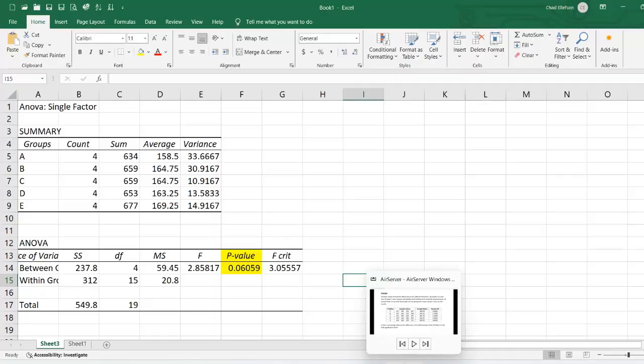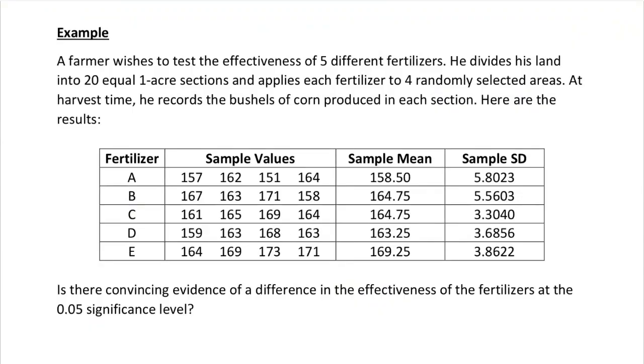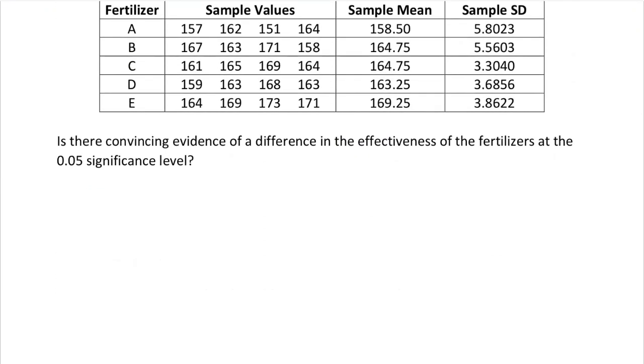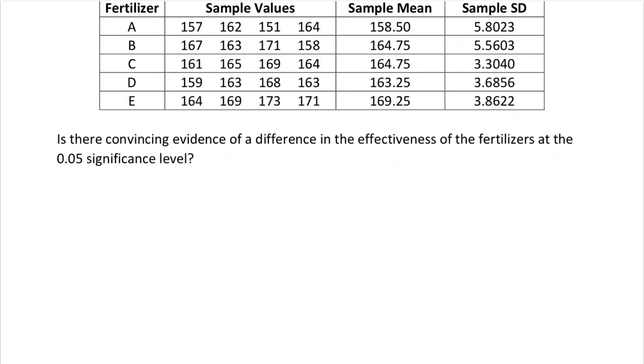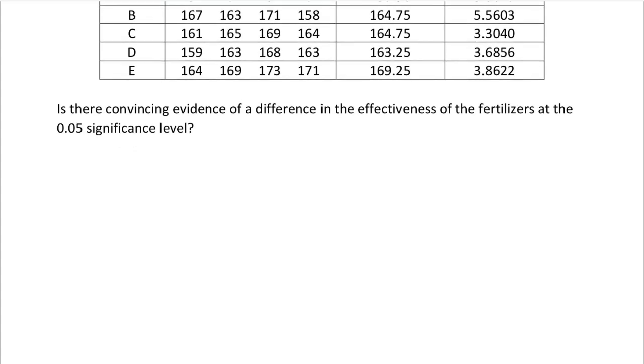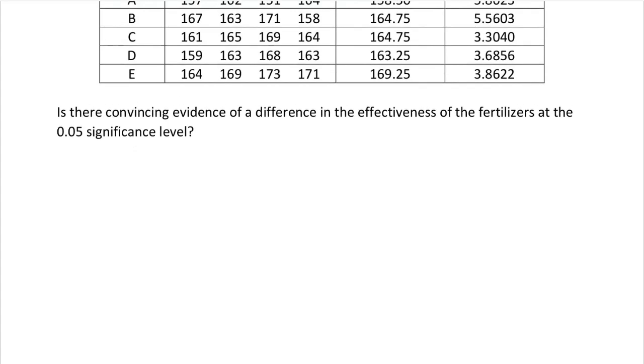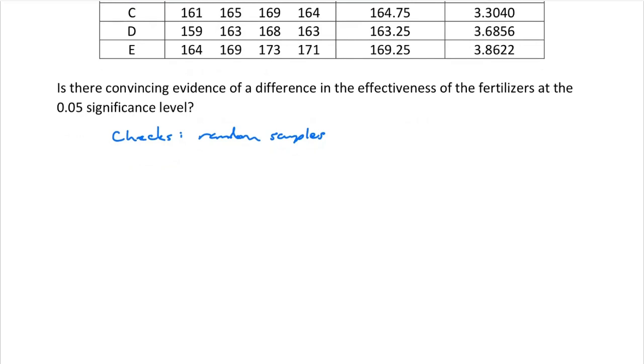All right, so let's head back to our notes here. So now we actually know what the results are and how to do the ANOVA in Excel. Let me set up what the process looks like for this. As always, we'd start with our checks. In this case, we always want to check for random samples. And that farmer did a nice job of dividing up his land and randomly sampling different plots to use the different fertilizers. So it is random.